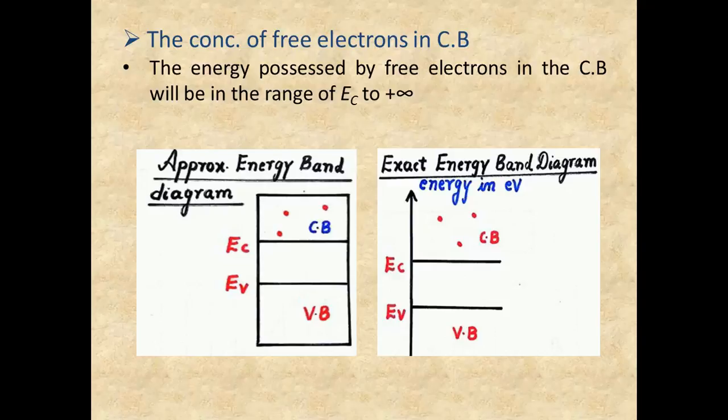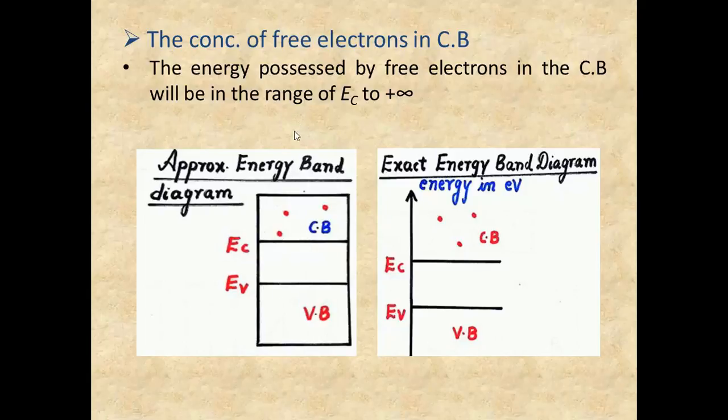Let's see the concentration of free electrons in the conduction band. The energy possessed by the free electrons in the conduction band will be in the range of E_C to plus infinity. That means whatever electrons are present in the conduction band will always go towards plus infinity. So here in this approximate energy band diagram you can see the electrons are present in the upper section, not in the lower section, because positive infinity goes to the upward side.